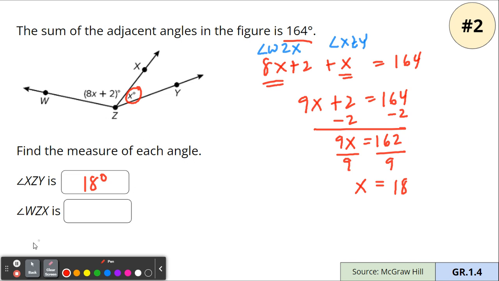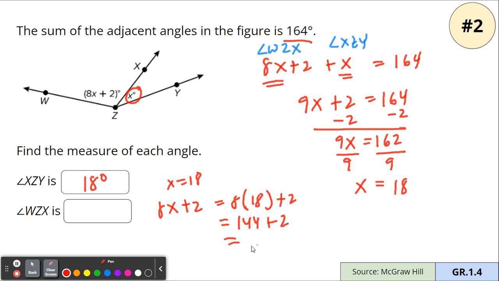To find the measure of WZX, that is equal to 8x plus 2. Since x is equal to 18, we have 8 times 18 plus 2. 8 times 18 gives us 144, plus 2. Therefore, our angle WZX is 146 degrees. So again, that is the relationship between these two angles, and we have found our angle measurements using that.